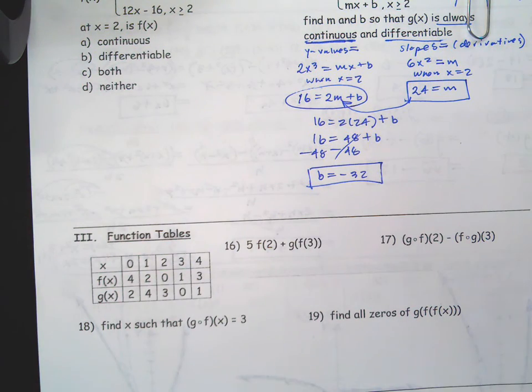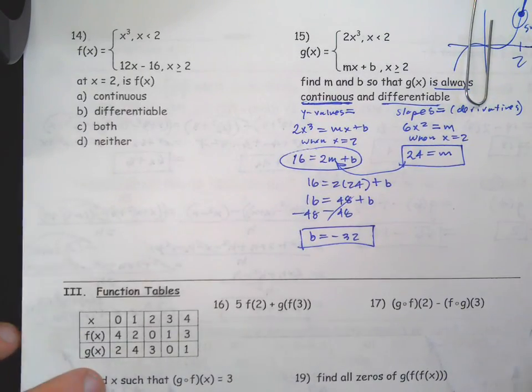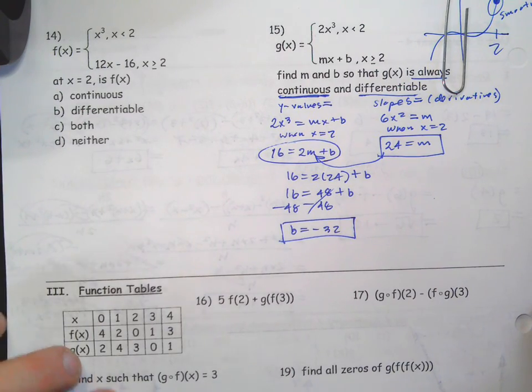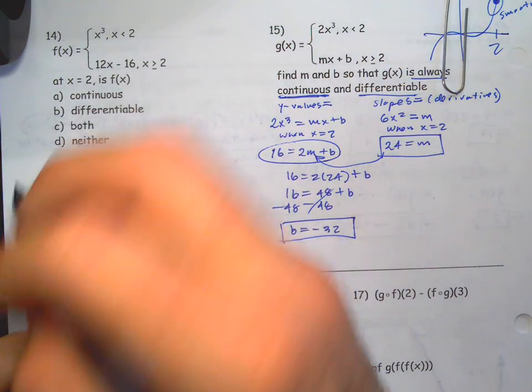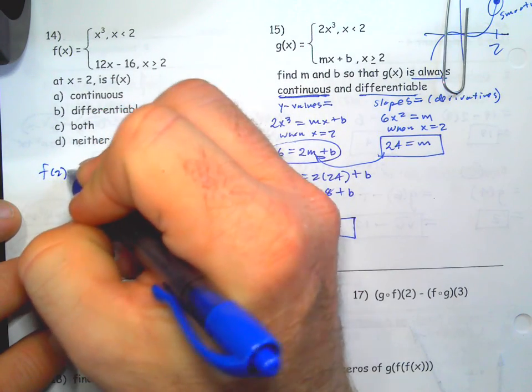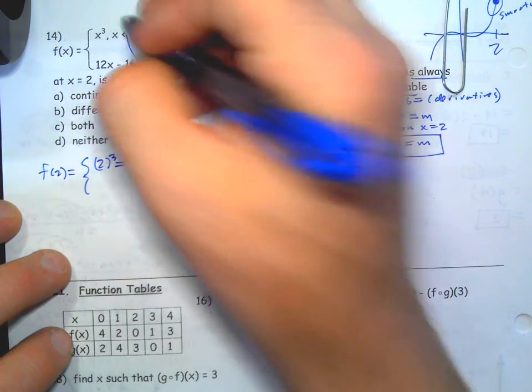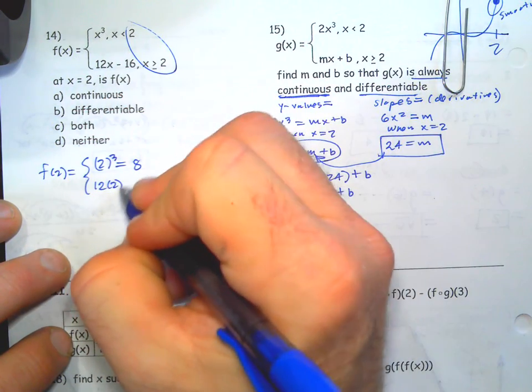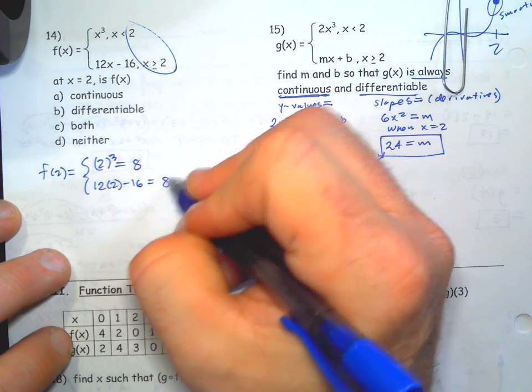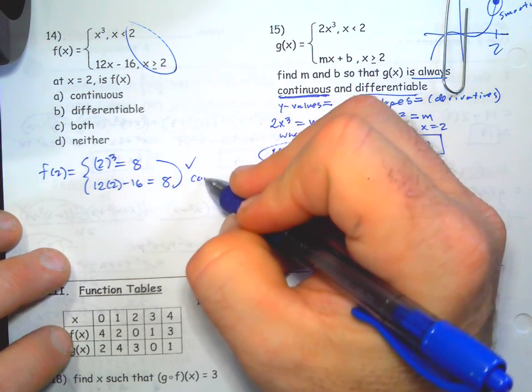Let's see. So we did 15 together during the lesson. 14 is kind of like 15. 15, we were trying to make it continuously differentiable. 14, we're asking, is it continuous and differentiable? So the thing to check is to plug 2 in and see what happens. 2 cubed is 8, because 2 is definitely the transition. 12 times 2 minus 16 is 24 minus 16 is 8. They're equal, so that means it is continuous.